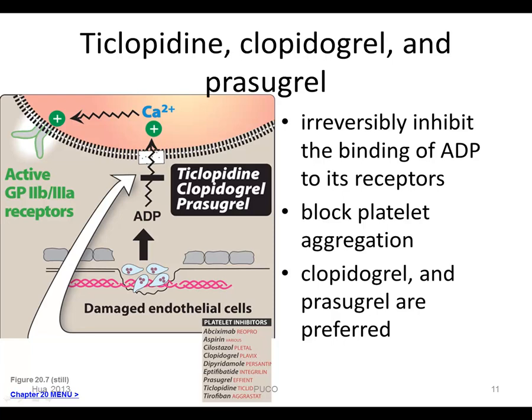Ticlopidine, clopidogrel, and prasugrel block platelet aggregation, but by a mechanism different from that of aspirin. These drugs irreversibly inhibit the binding of ADP to its receptor on platelets and thereby inhibit the activation of the glycoprotein 2B3A receptor required for platelets to bind to fibrinogen and to each other.